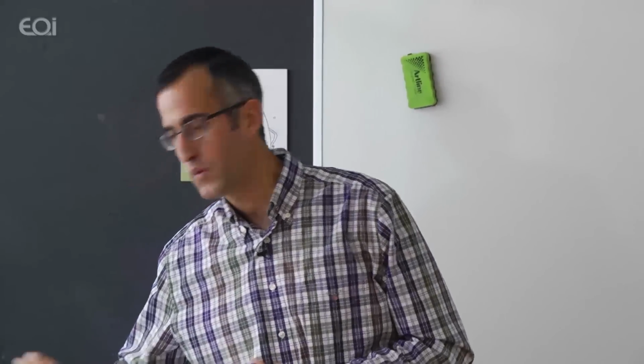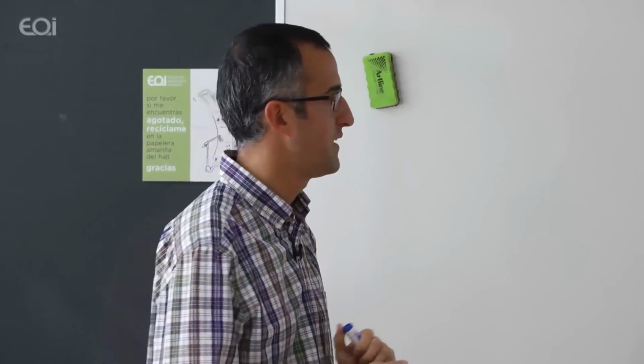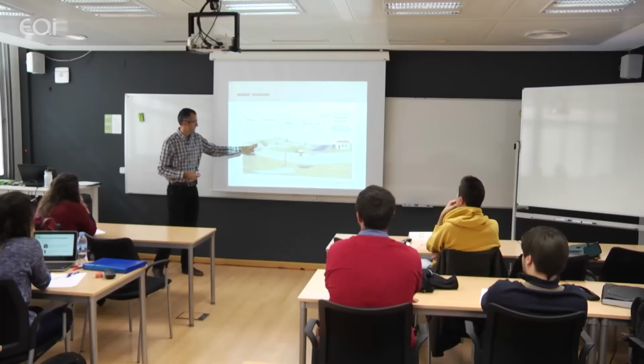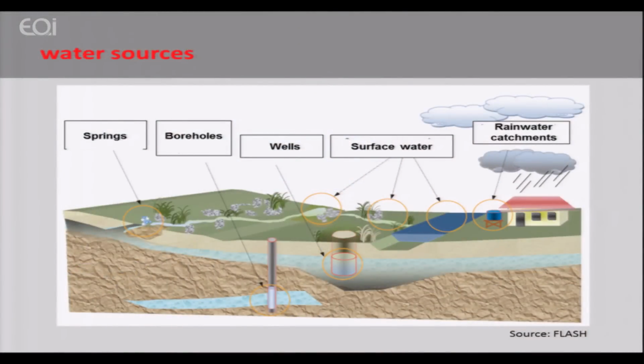And we have all these options. Okay, we have springs. We have boreholes, just deep boreholes. A borehole is a deep well. Then we have wells, that is a small borehole. Okay. Here is the water. Then we have surface water, like in rivers, lakes, dams, or whatever. And then we have rainwater from rainwater catchments, as I told you in my example in Tanzania.